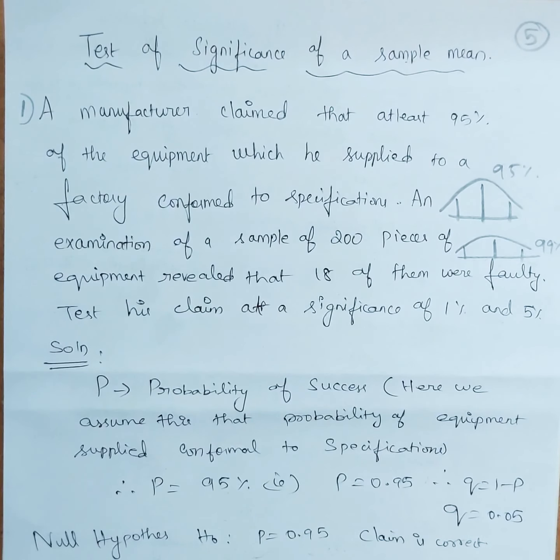Hello everyone. Today we'll see problems based on test of significance of sample mean. In this, first we have to understand the problem thoroughly and then take the data that is given in the problem, fix the hypothesis, that is the null hypothesis and the alternate hypothesis, then decide whether it's going to be a one tail or two tail test. For all the problems, this is the procedure.